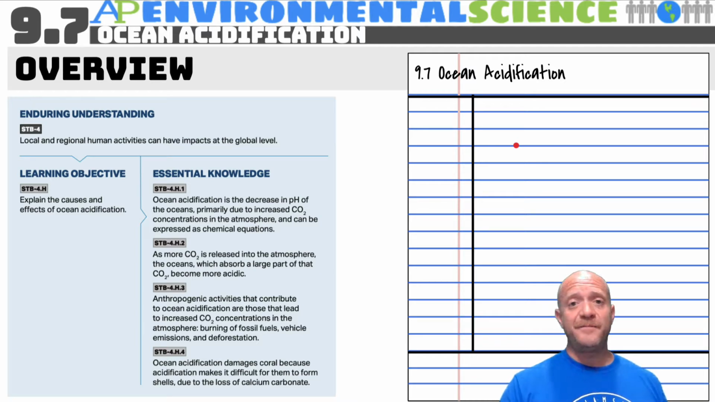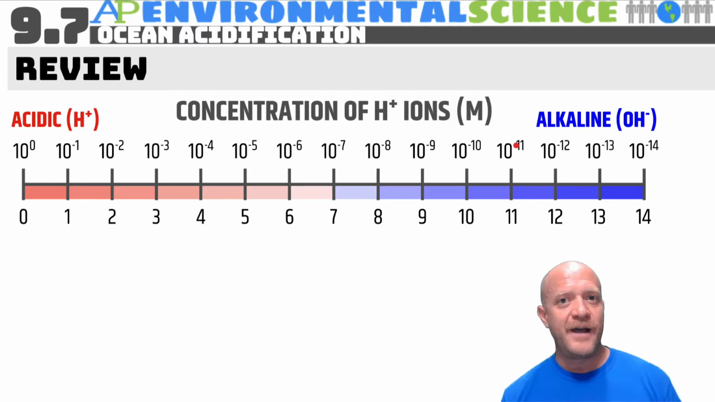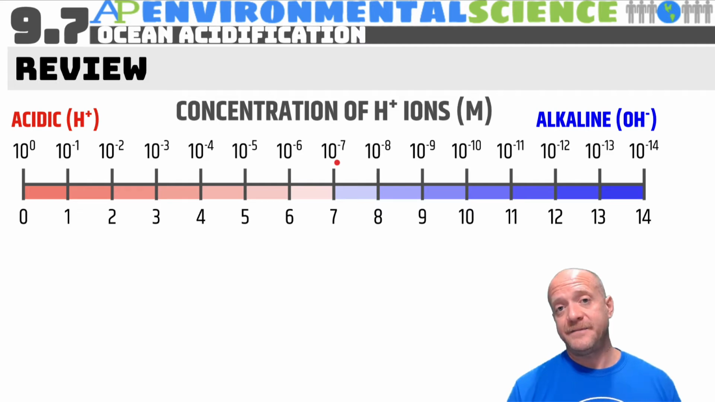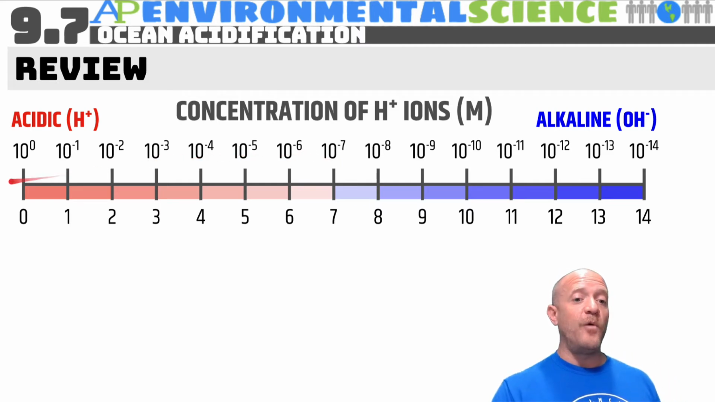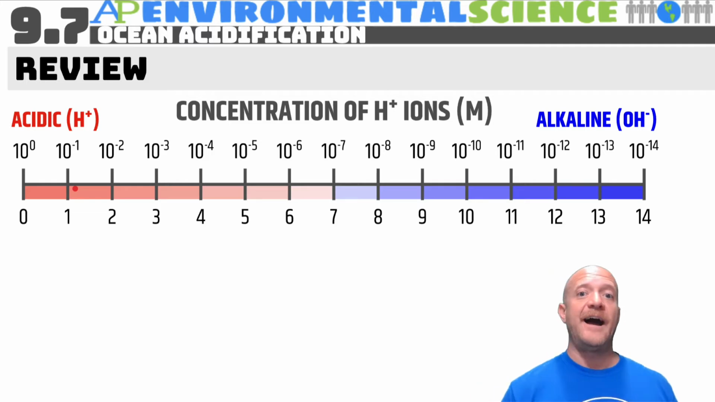So ocean acidification brings up a really sticky subject that students love to hate, and that is the concept of acids and bases. Remember that pH refers to the amount of hydrogen ions. It is a logarithmic function related to the concentration of H plus ions. So when you have a pH of 7, you actually have 10 to the minus 7, 0.0000001 molar H plus ions. And when you have a pH of 1, you have 0.1 molar H plus ions.